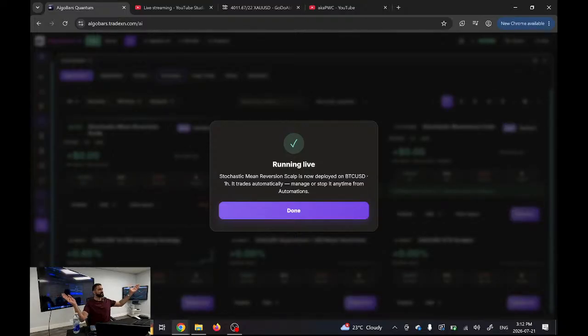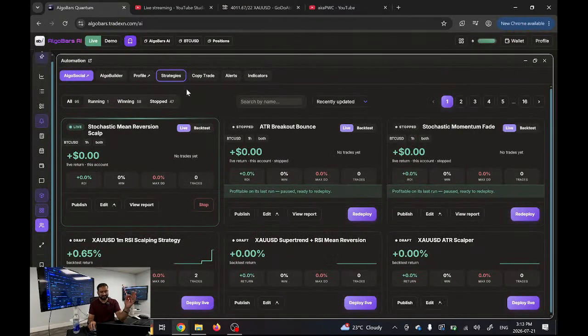That's it. So there was no need to pay a coder, there was no need to understand the markets, there was no need to do any research, because AlgoBars will build, code, test, and deploy the strategy for you within like 2-3 minutes. This is so crazy because nowhere else is there technology like this.